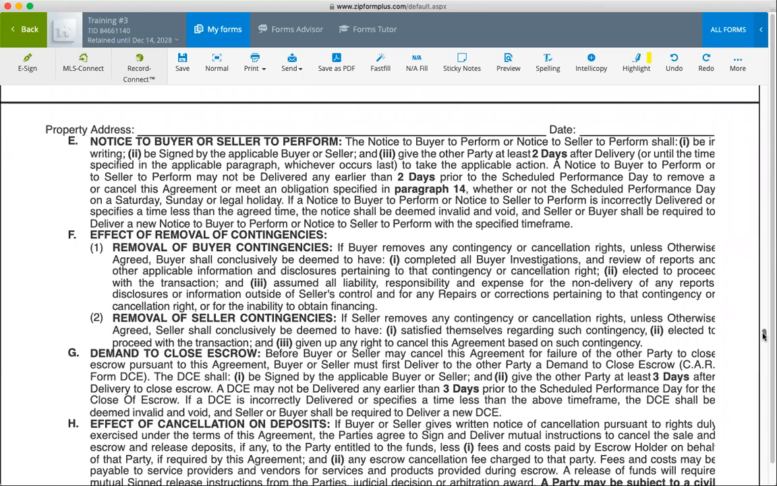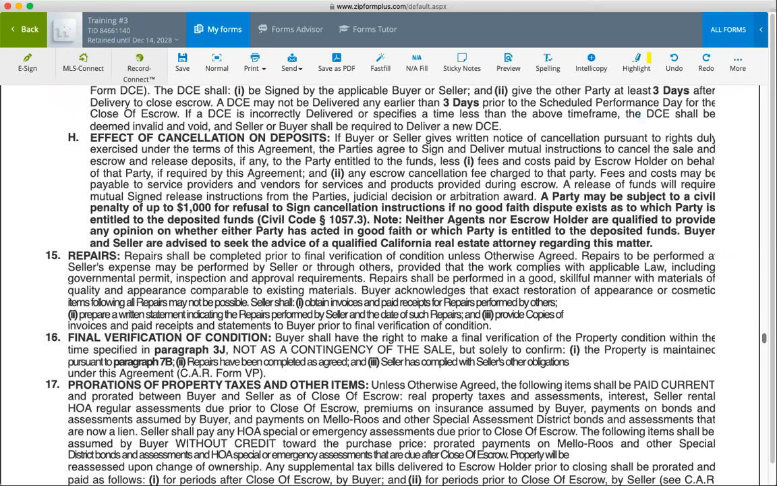Notice to buyer or seller to perform. The contract provides that a notice to perform be delivered. If there's a demand to close escrow under 14G here, that's a form that needs to be delivered. When we used to do paper forms, those particular forms had a red label that said, "Do not use this form unless you talk to your manager," because to give someone a notice to perform is kind of a real big step. So we still like for you to discuss that with us before you write one up. And if you get one, certainly call us and we can talk about the consequences.